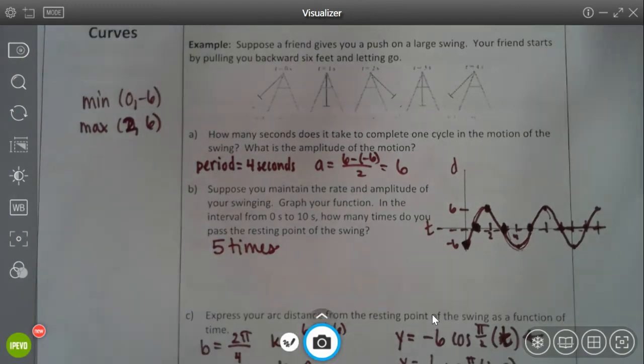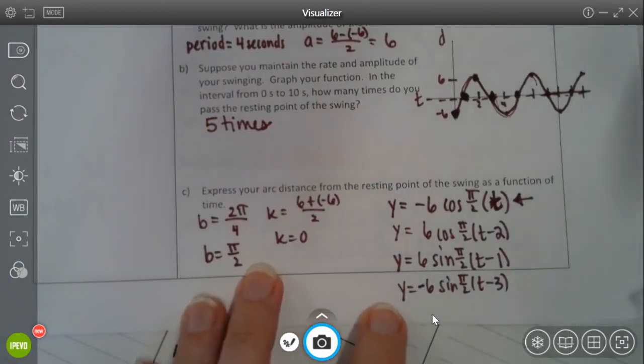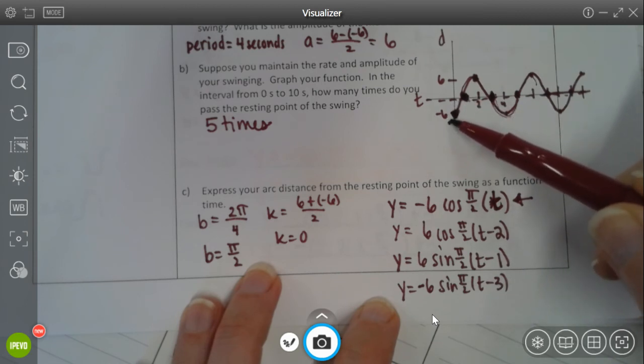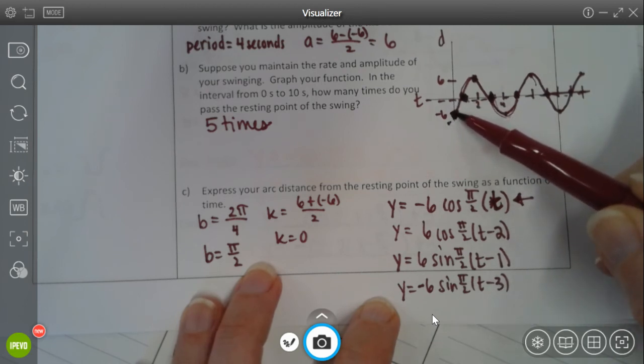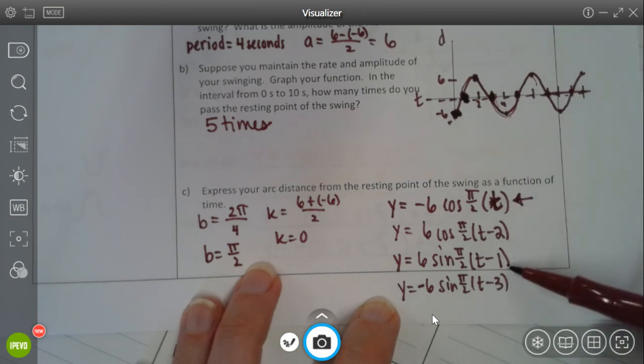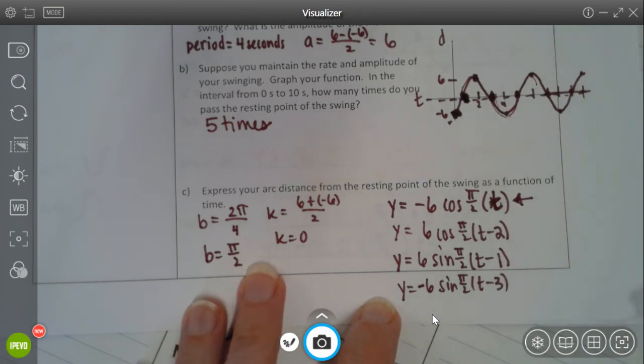Or if I had to write both a sine and a cosine, I tend to try to pick the points that are closest to my y-axis. So I would probably, if I were to choose, I would have chosen this minimum point because it's right on the y-axis. And then I would choose this point because it's closest to my y-axis right here. And it's a phase shift 1 unit to the right. So that's why I've made my sine as a t minus 1 right there.